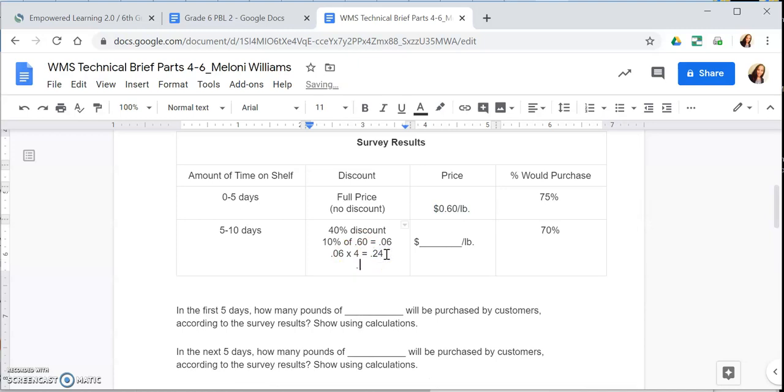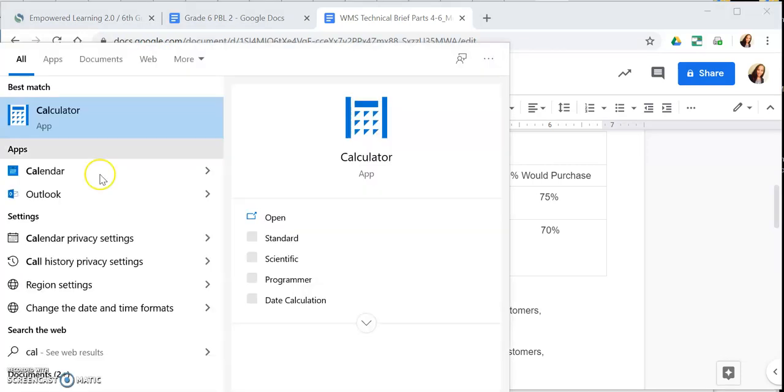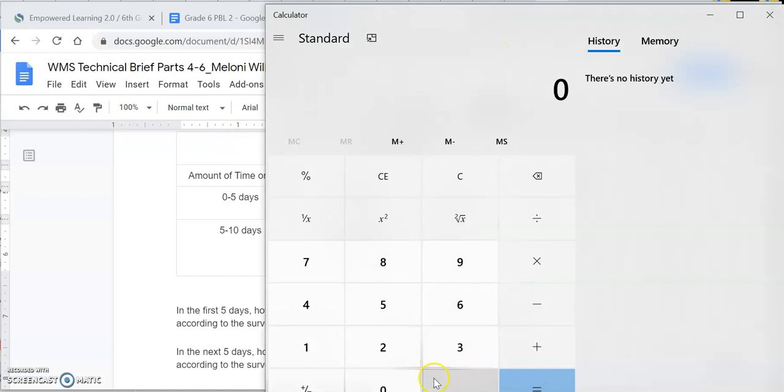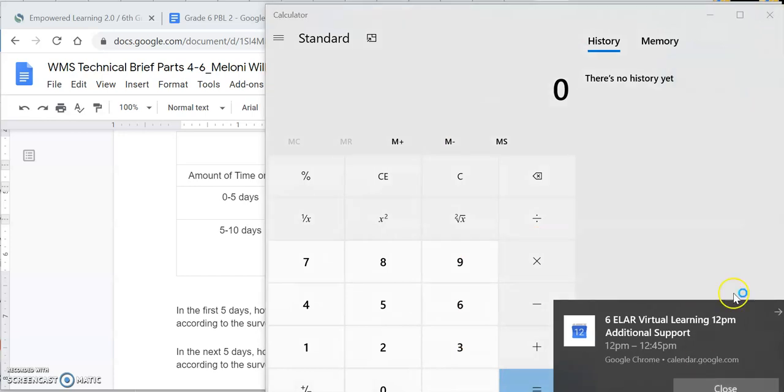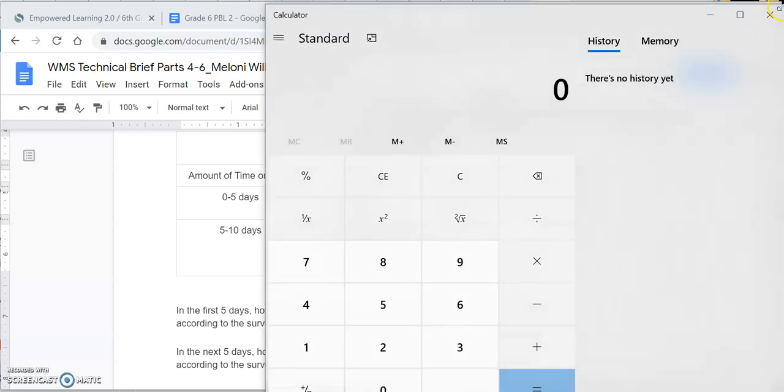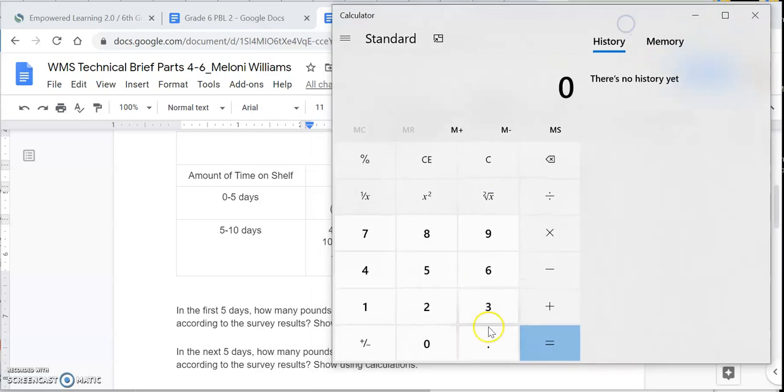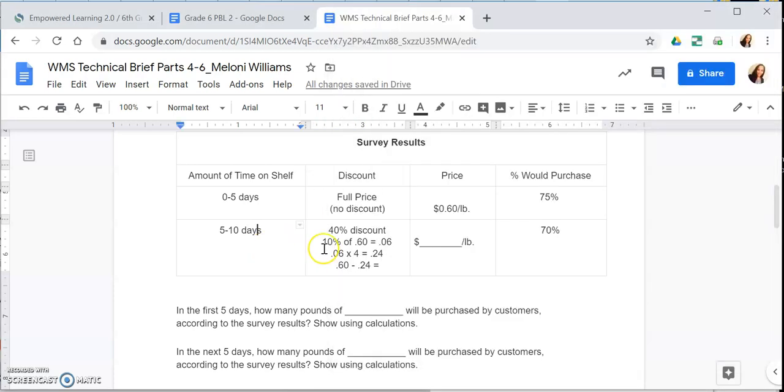That means that 60 cents minus 24 cents equals, and I'm going to use a calculator here to show you. We have 0.60 minus 0.24. So 36 cents. That's how much they cost when they are on a discount of 40%.